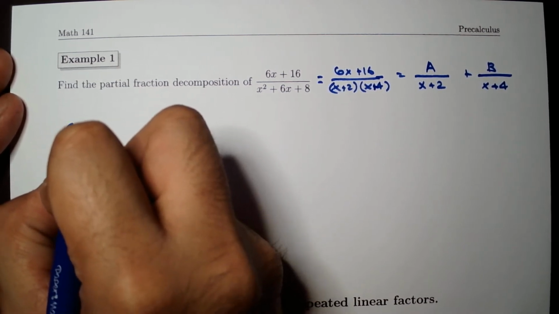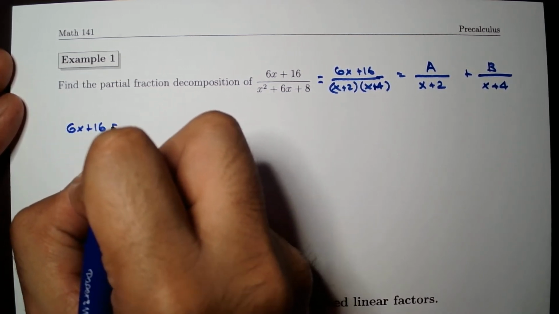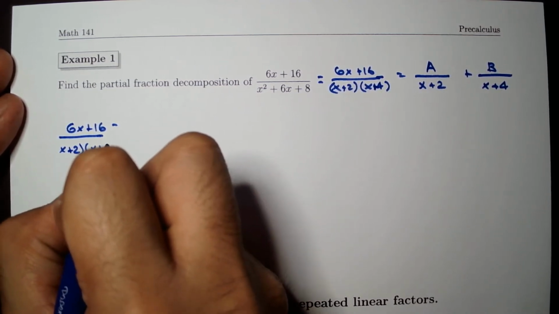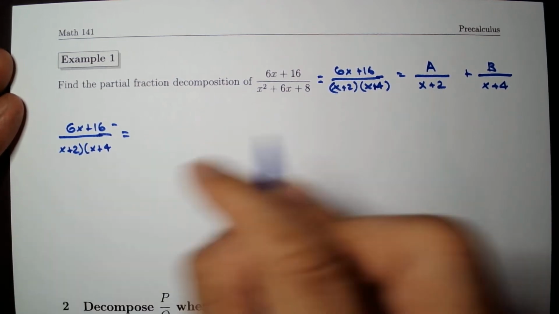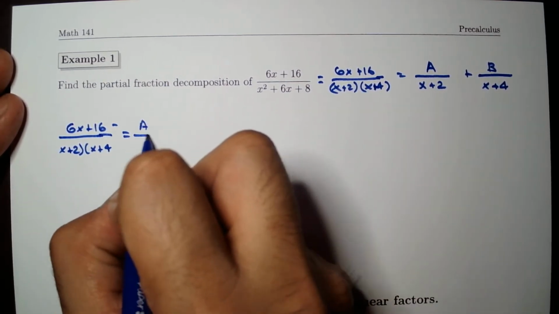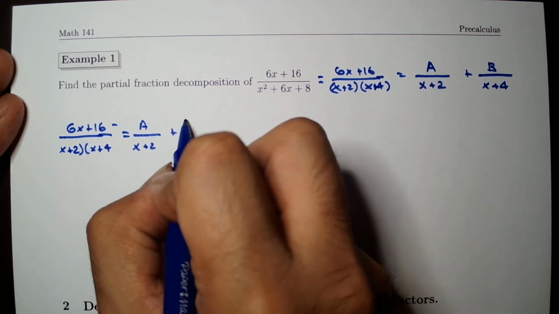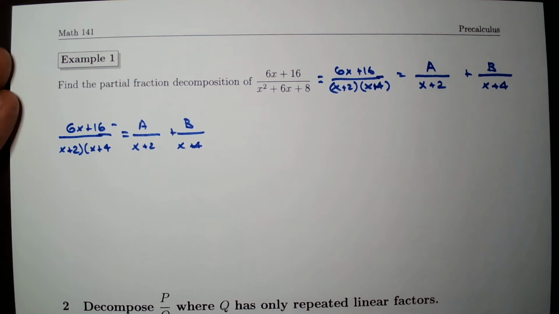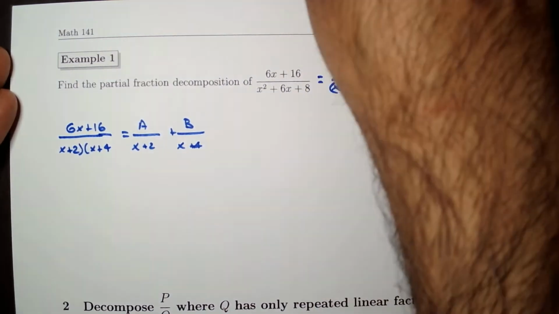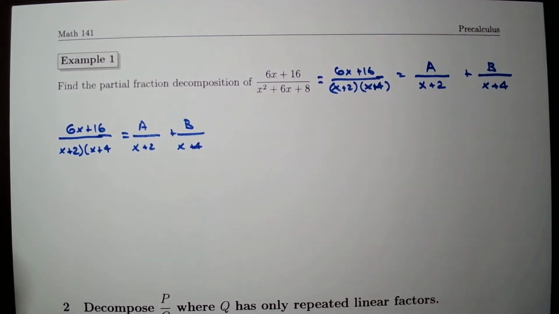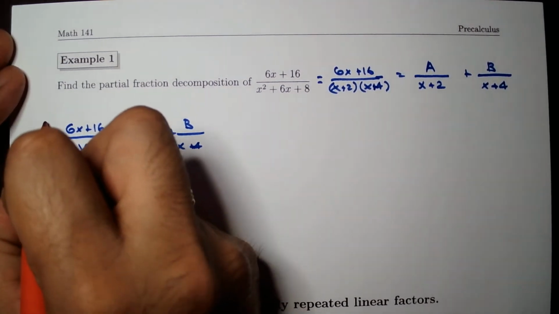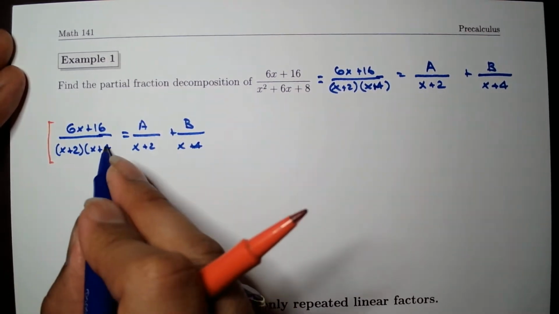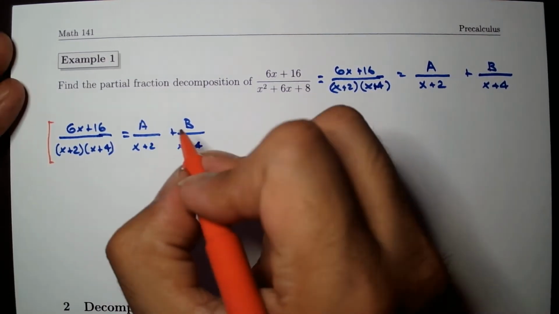6x plus 16 over x plus 2 times x plus 4 equals A over x plus 2 plus B over x plus 4. Okay, so that's what we do here. Now we're going to multiply both sides by the LCD. The LCD in this case is the product of these denominators, x plus 2 and x plus 4.